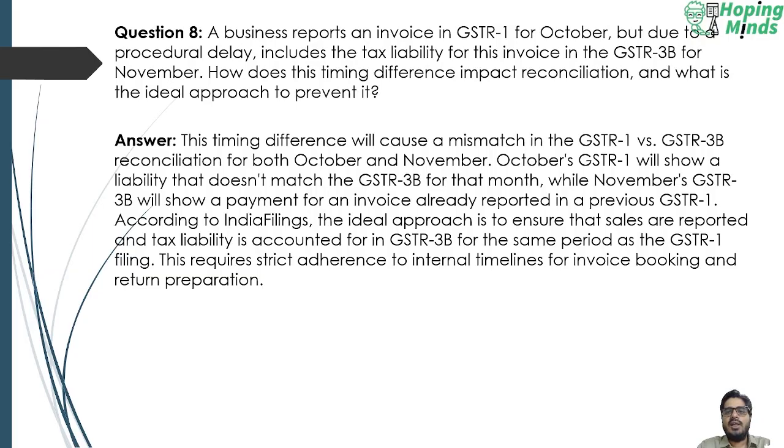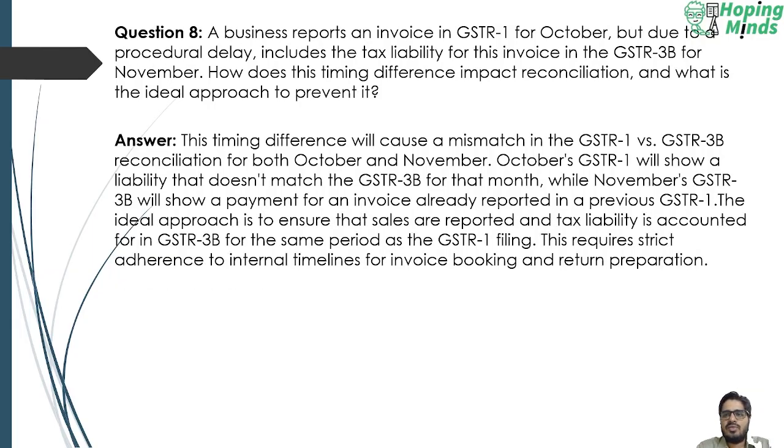Similarly, the outward supplies declared in GSTR 1 for the month of November will be lower as compared to the turnover in GSTR 3B, and its taxes to be paid will be higher in GSTR 3B for the month of November. So this timing difference will cause a mismatch in GSTR 1 versus GSTR 3B reconciliation for both October and November. October's GSTR 1 will show a liability that doesn't match with the GSTR 3B for that month, while November's GSTR 3B will show a payment for an invoice already reported in previous GSTR 1 return.